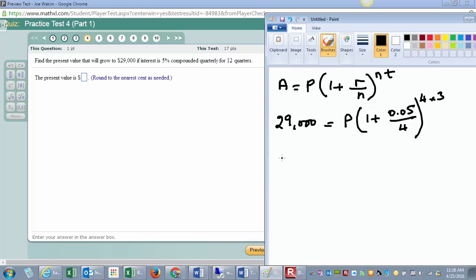So let me solve for P. 29,000 equals P times, now this is going to be addition raised to the power 12. So let's see. 1 plus 0.05 divided by 4 is going to be, let's see if I can do this. So that would be 0.0. Let me try and do it here.